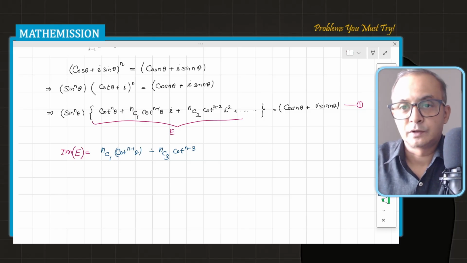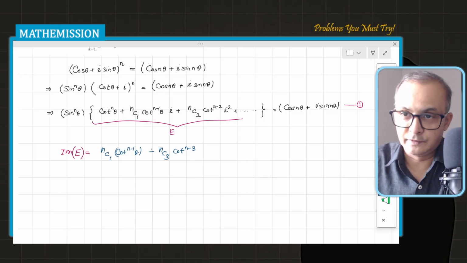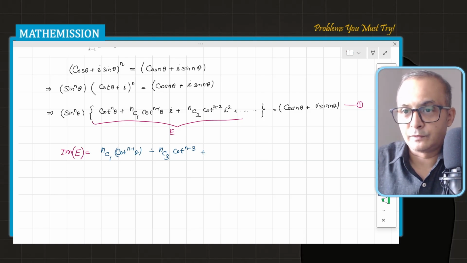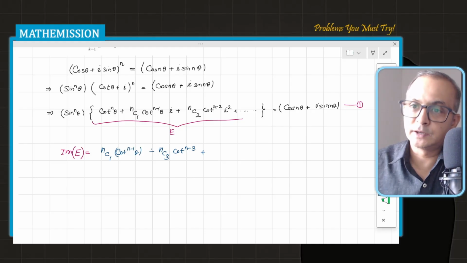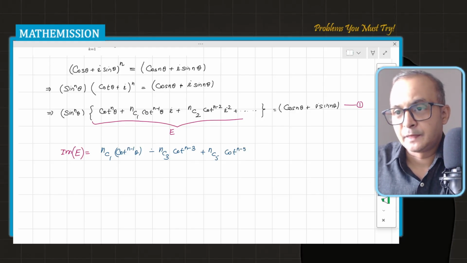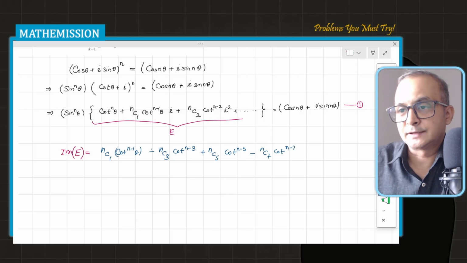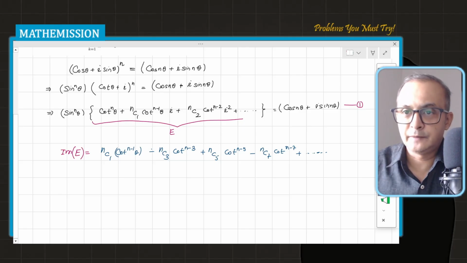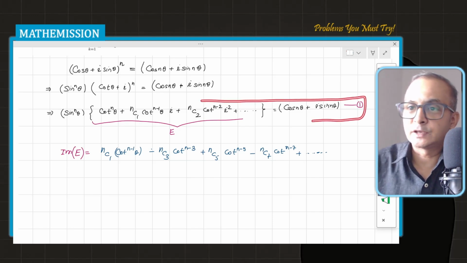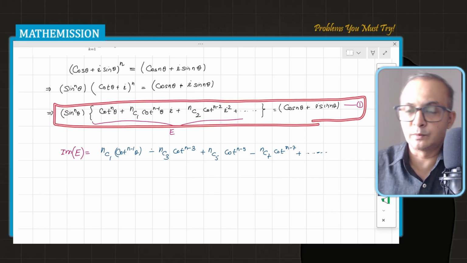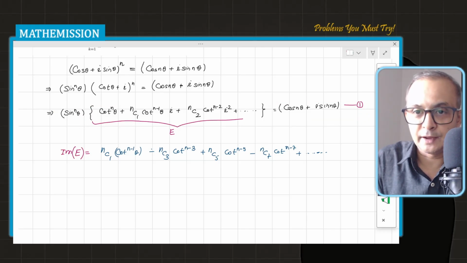The next term has i to the power 5, which again gives the imaginary part. So nC5 I will get here, and that is cot to the power n minus 5. Similarly, I get the next term nC7 and cot to the power n minus 7, and so on. I'm not going to write all those terms because it's not necessary. Now in equation number 1, which we assumed here, I'm going to compare the imaginary parts from both sides.